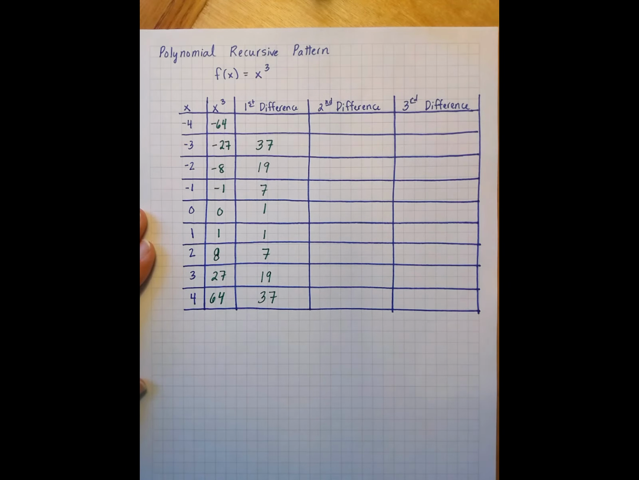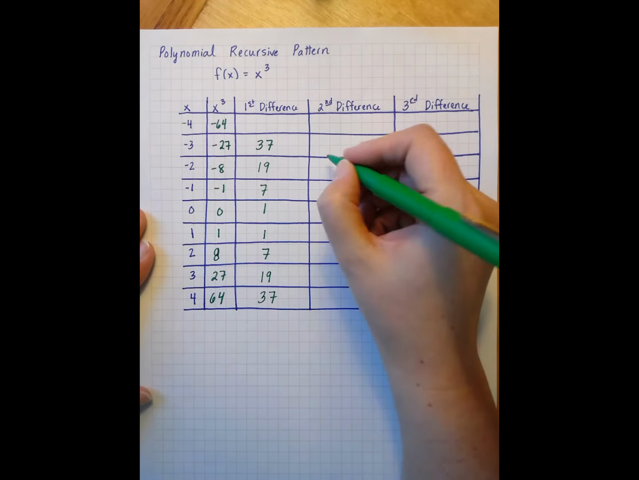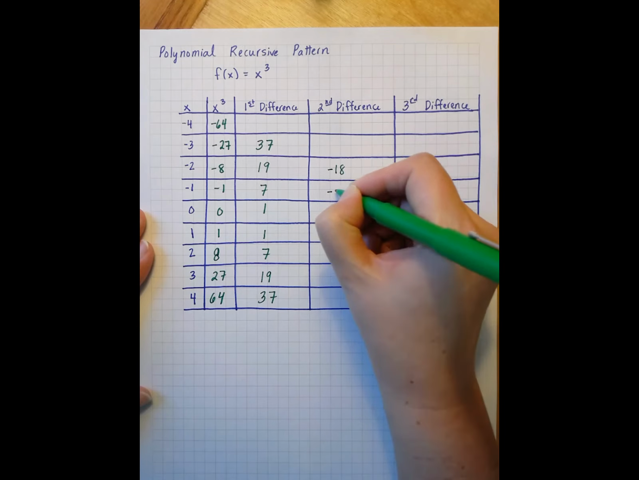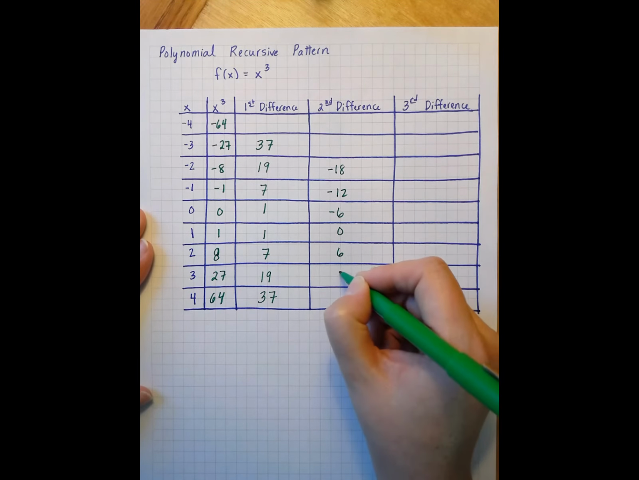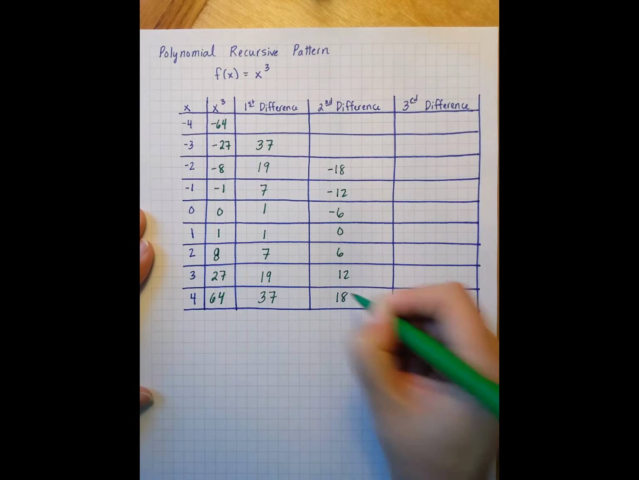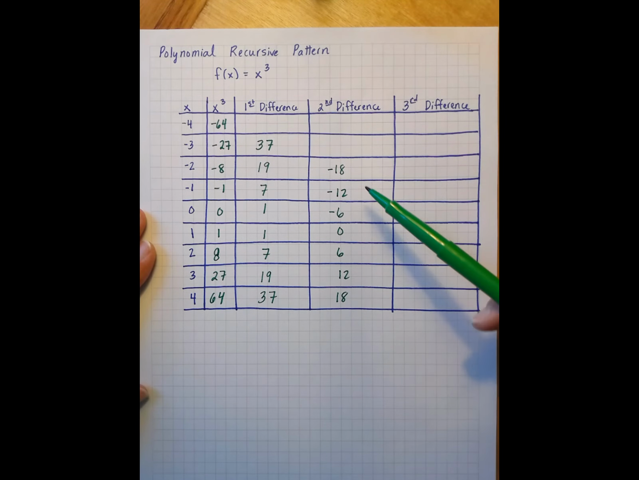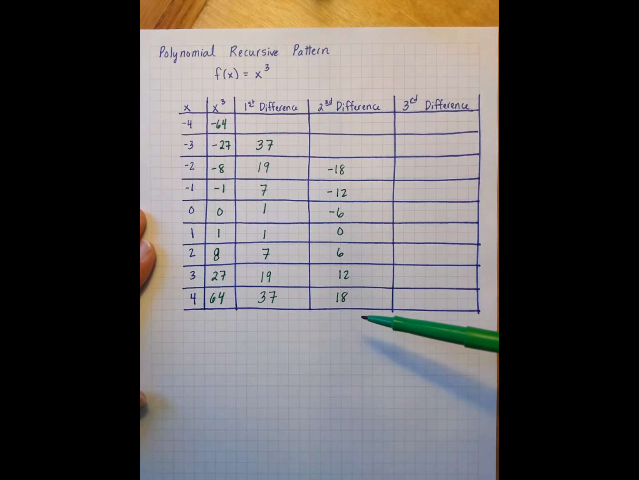Since with quadratics, the second difference was the constant. That was what allowed us to see that the first difference was a linear function. So from 37 to 19, I go down 18, down 12, down 6, 0, 6, 12, 18. So in this case, these numbers are not constant. They are also changing. So the second difference is not a constant.